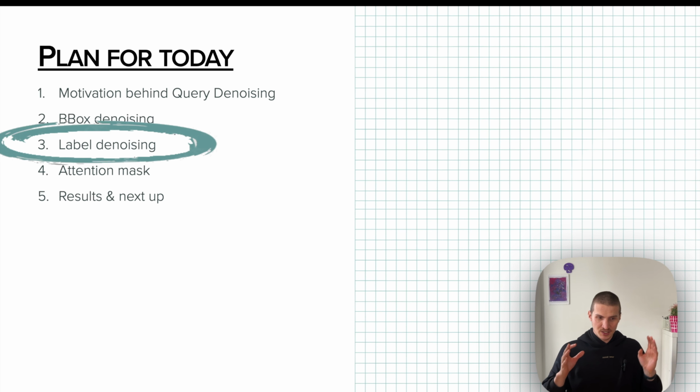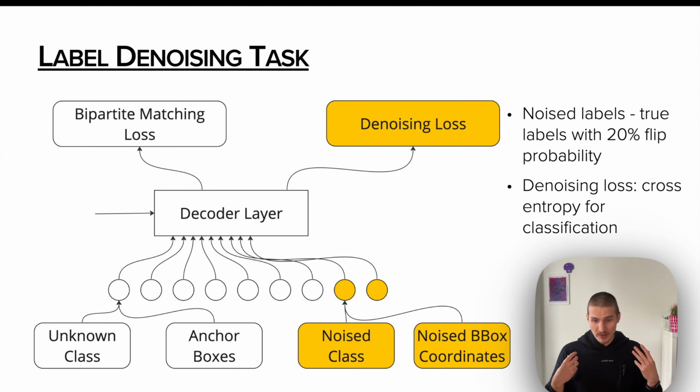Okay, so we have this cool helper task called bounding box denoising that helps us detect the actual objects. But we also need to classify the object. So can we have something similar that would also help with the label task? And it turns out that we can, but not exactly. So we can also do label denoising in the following way.